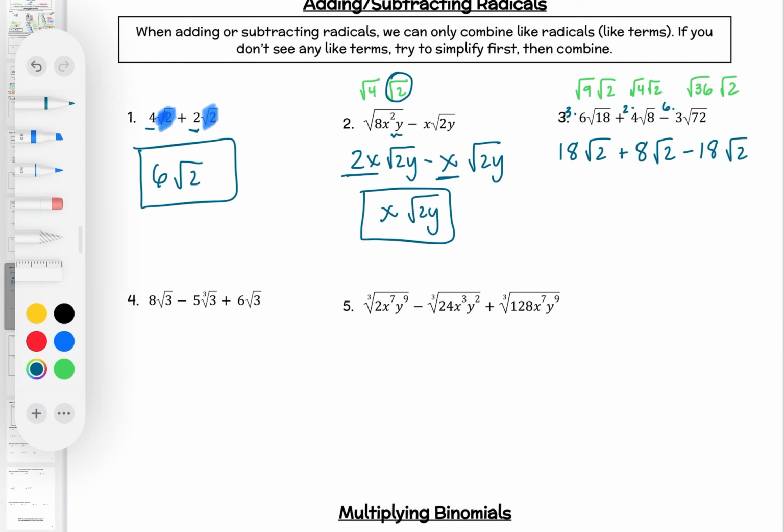Now they all have the same radicand, so we can add all the numbers in front and leave the square root of 2 as it is. So we have 18 plus 8 minus 18. We're just going to have 8 square root 2, because these two are going to cancel each other out. And that would be our final answer.